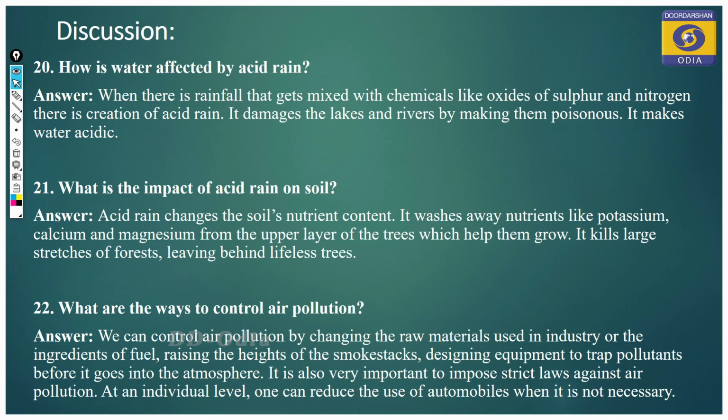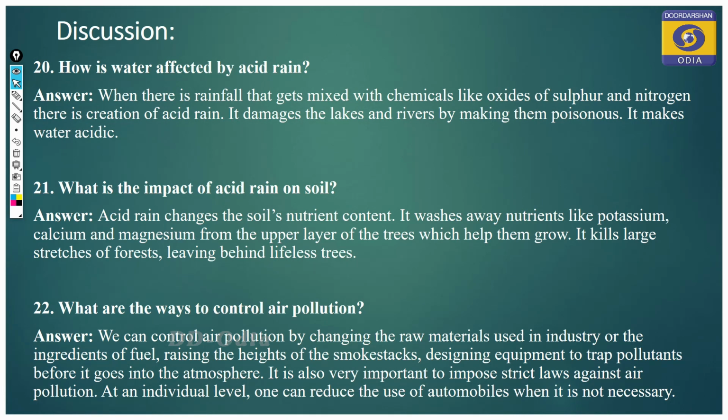Now, when rainfall gets mixed with a variety of toxic substances, what are the toxic substances? Oxides of sulfur and nitrogen. It results in the formation of acid rain. Once acid rain is formed and it reaches the earth during rainfall, it causes a lot of damage to lakes and rivers. What does it do? It makes them poisonous and makes the water acidic in nature, as a result of which it has a harmful impact on our ecosystem.